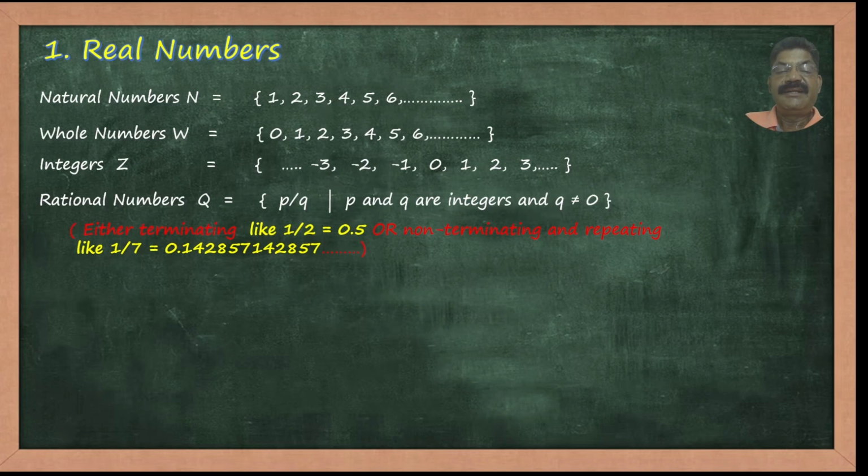Either terminating, like 1 by 2. When you divide 1 by 2, you get 0.5. It is terminating. Or non-terminating and repeating, like 1 by 7. When you divide 1 by 7, you get 0.142857142857 and so on. These 6 digits are repeated infinitely. Therefore, rational numbers are either terminating or non-terminating and repeating. This you might have studied in earlier classes.